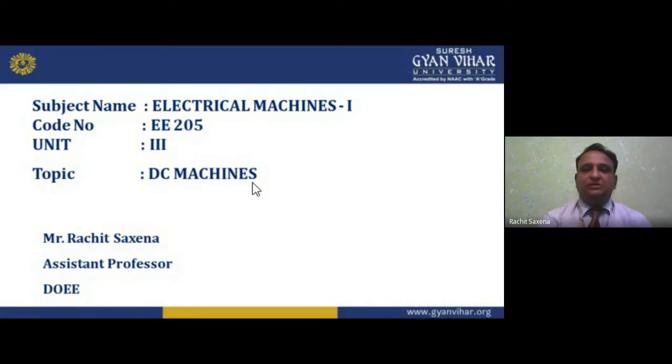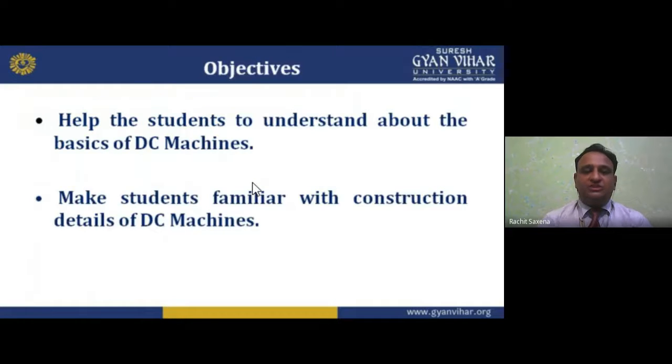So in this Unit number three, we are going to study DC machines. When I talk about the DC machine, my dear students, I am talking about the types of DC machines first, how they work, and how the construction takes place. Now the objective of this lecture is to help the student understand the basics of DC machines first, and which types of DC machine we have. So first we will talk about the DC machine basics.